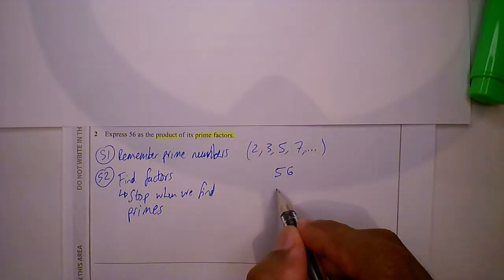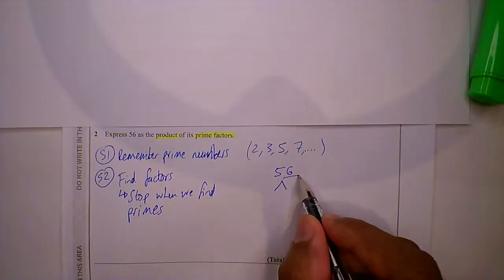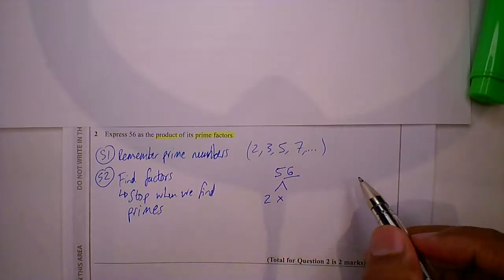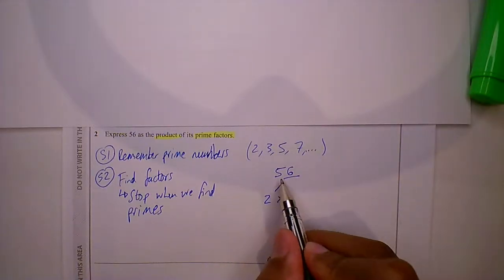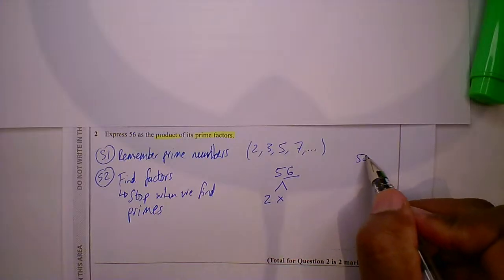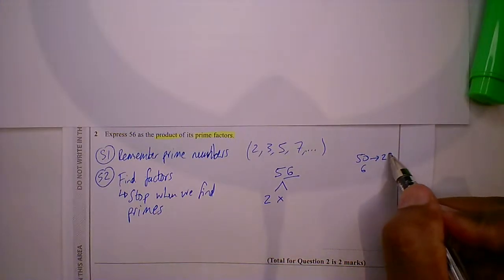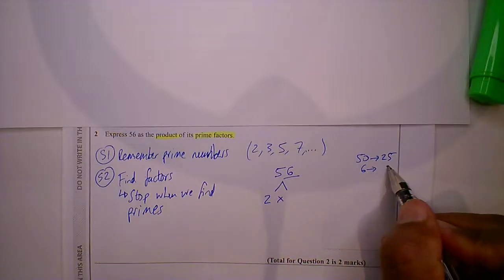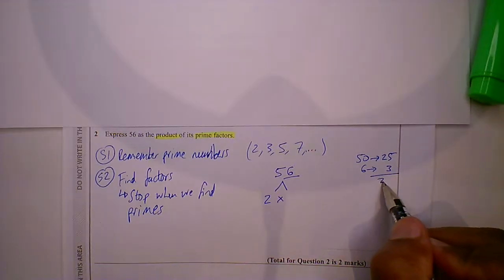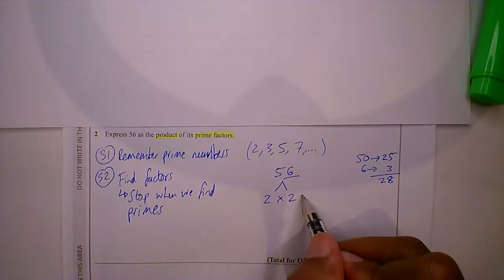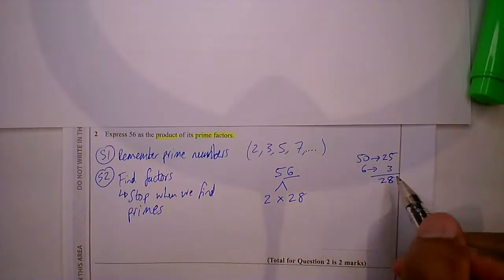56, again, it's an even number, so 2 times. It's a non-calculator, so I would split up 56 into 50 and 6. What's half of 50? 25. What's half of 6? 3. Add them together, 28. Okay, so if you couldn't do that in your head, you can just split it up like that.